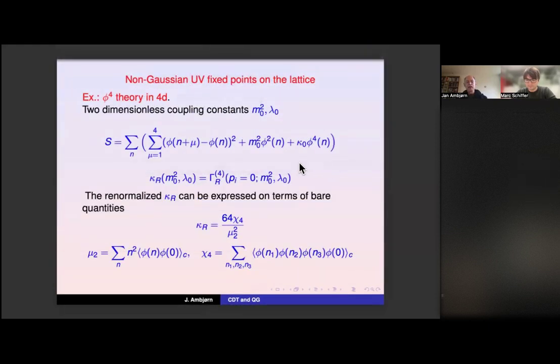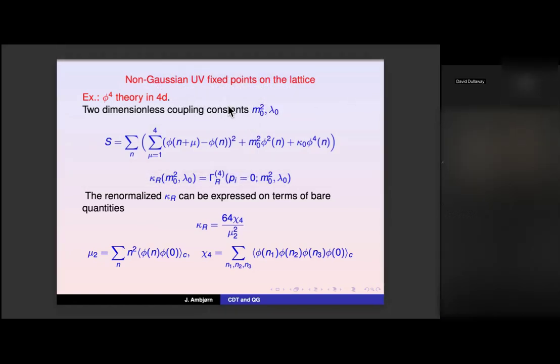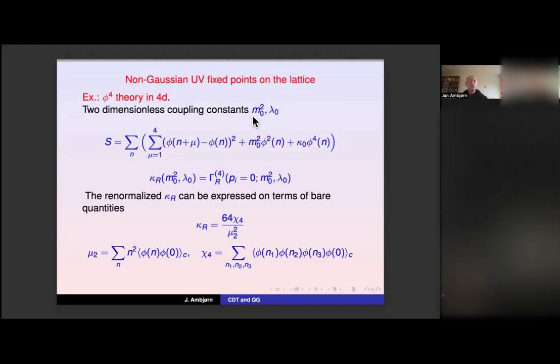I will start with some textbook material, simply because I think it's important to make clear the way that we are thinking about this. So I will start with a phi to the 4th theory, a lattice phi to the 4th theory in 4 dimensions, and discuss how one would check whether there is an ultraviolet fixed point in this lattice theory.